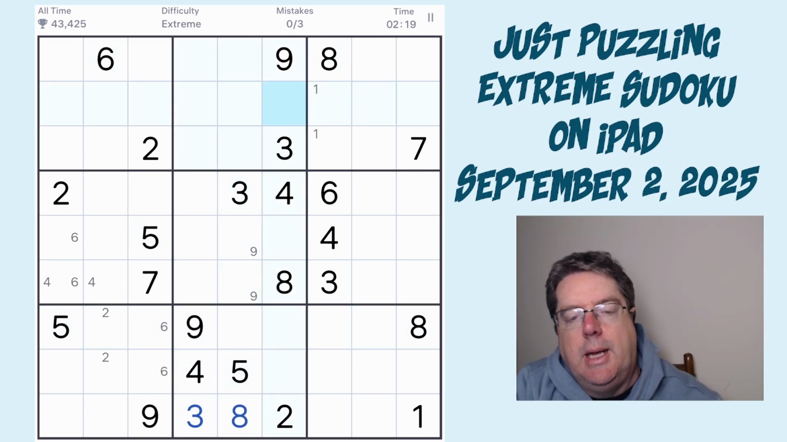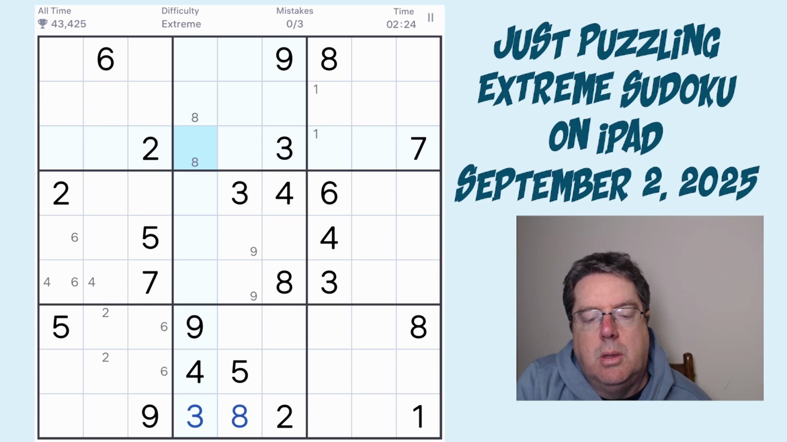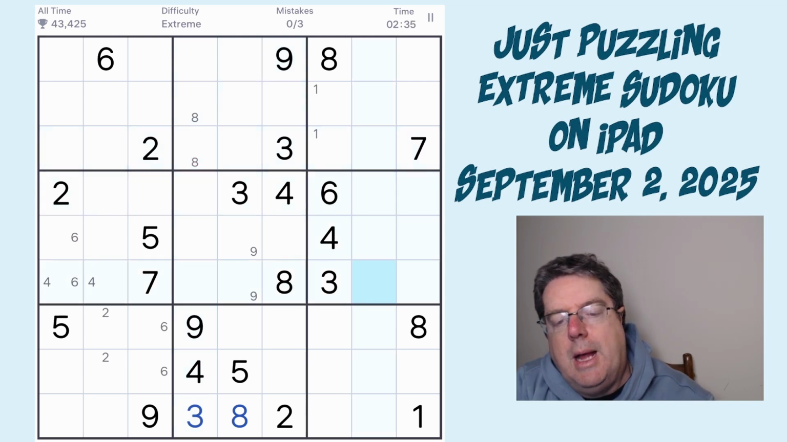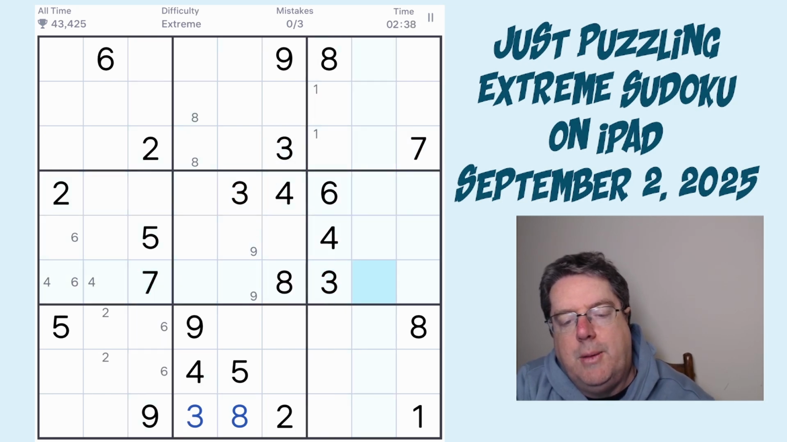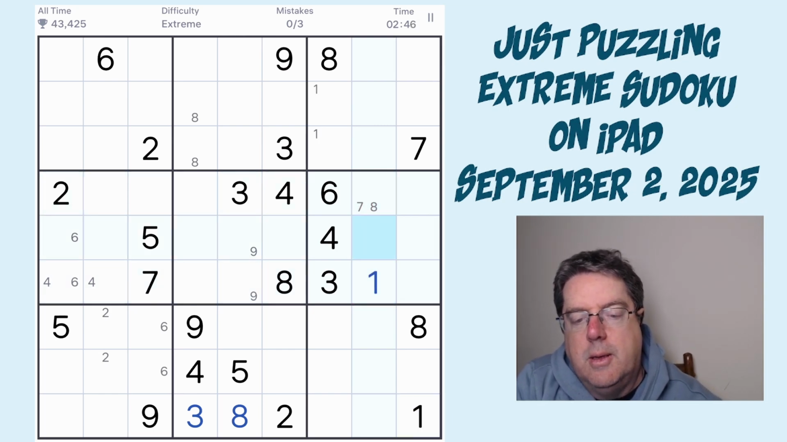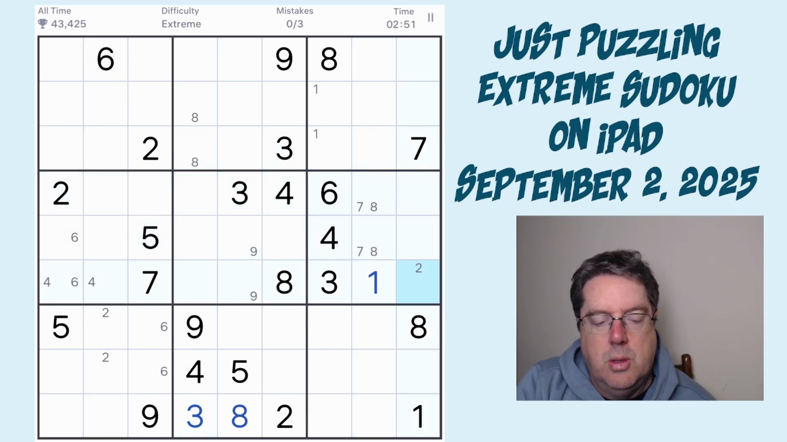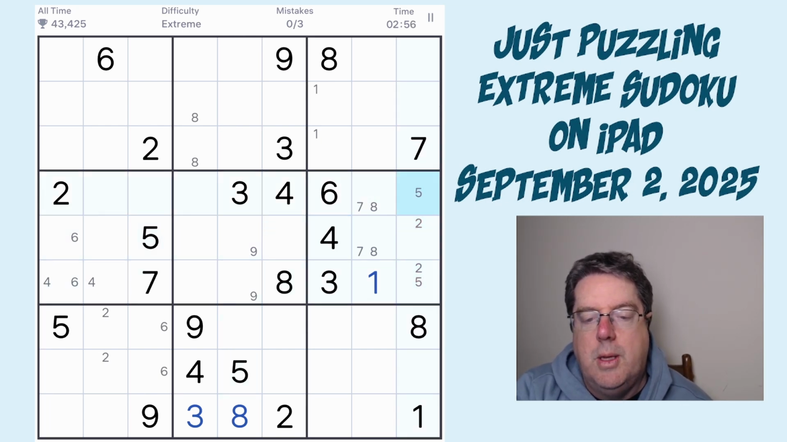8 comes up here, 8 comes up here, 8 comes across here, so 8 is one of these two. 3, 2, 2, 8, 8, 1, 7. So this is going to be an 8, 1, 7 triple. So 7 can't be there, 8 can't be there. So this is a 1. And then these two are 7, 8. 1, 2, so 2 can't be here, so 2 is one of these two. 3, 4, 5, 5 can't be here, so 5 is one of these.